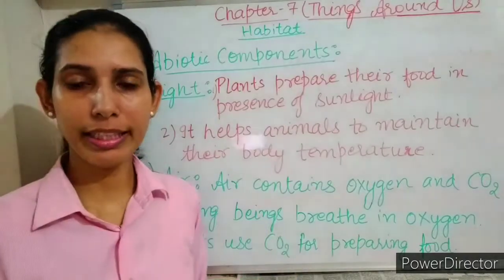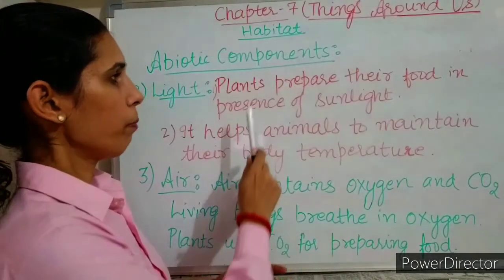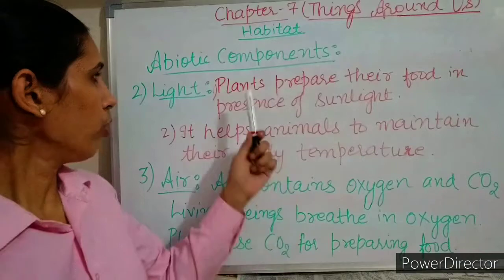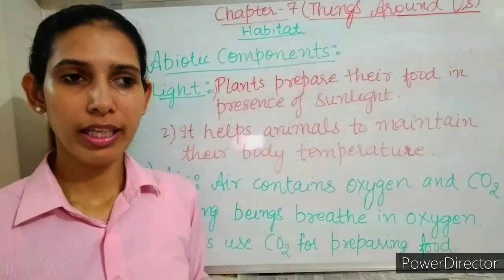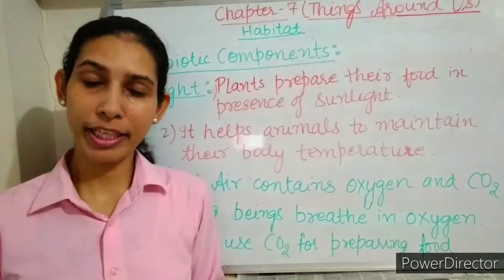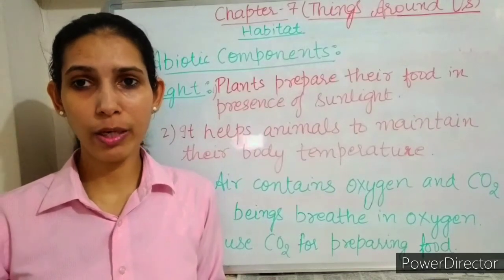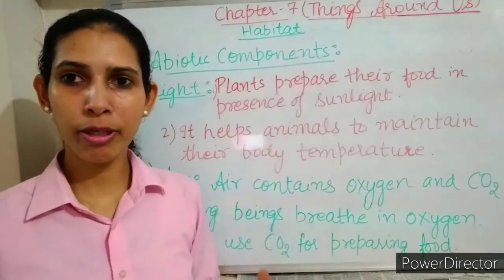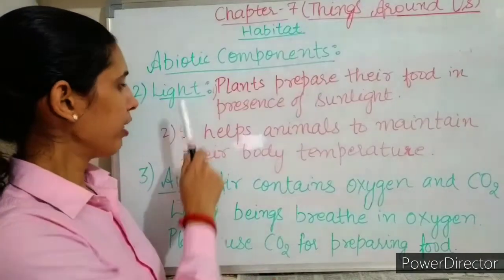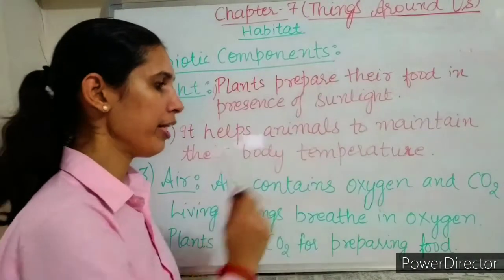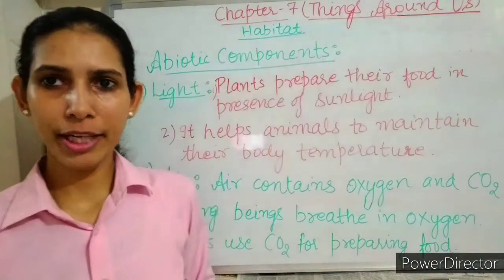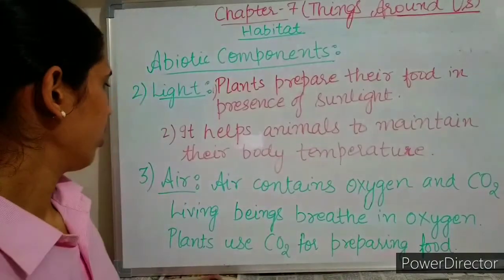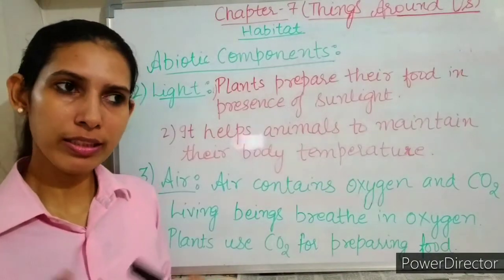If sunlight is not there, then plants cannot make their food. So, for plants, sunlight is very important. And we, human beings and animals, are dependent on the plants for our requirement of food. So, light is important for plants, human beings and animals. Light also helps animals in maintaining their body temperature. So, we can say light is very important for the living organisms.